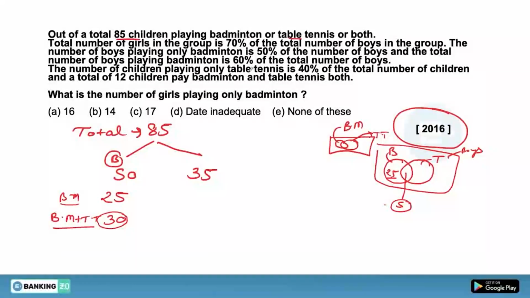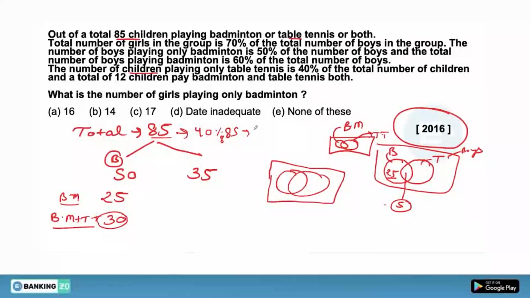The next condition is that the total number of children playing only table tennis is 40% of the total number of children. Here we are talking about the total number of children, so girls and boys both are included. Let's make one more Venn diagram. What were we told? We were told that the total number of children playing only TT is 40% of the total number of children. Total children were 85. So 40% of 85 would give you directly the value 34.